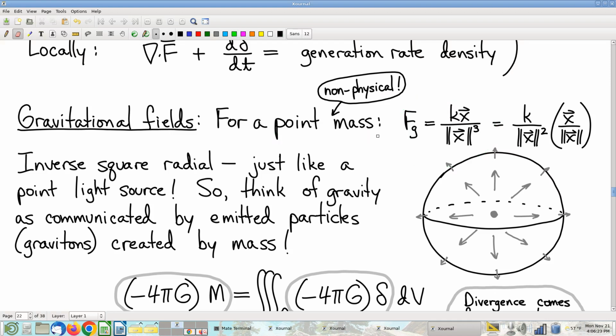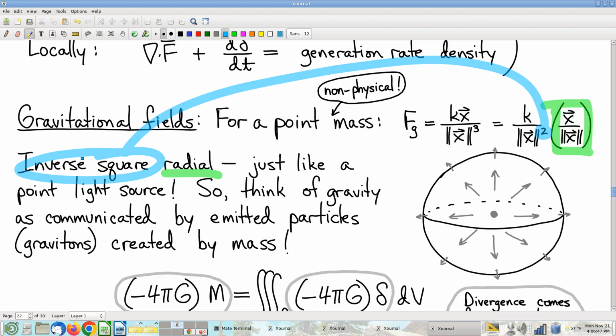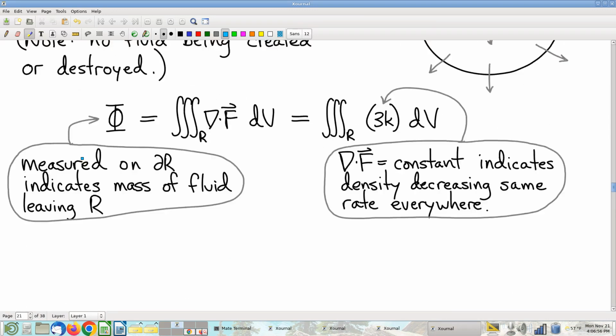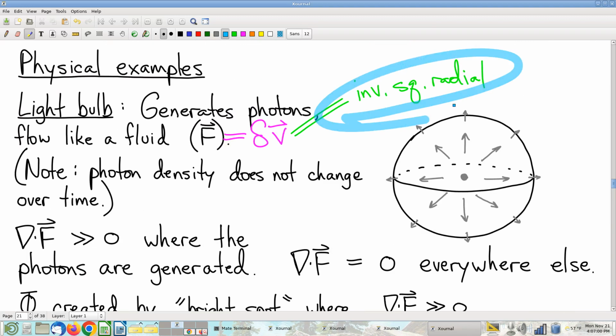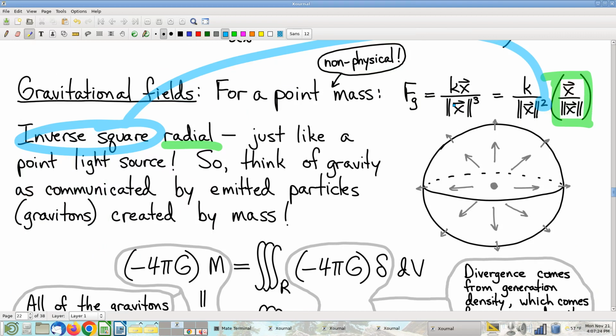And I'll remind you that you can rewrite that like this, which means that it's radial because it points directly out from the center, and furthermore, it is inverse square. Right? So this too is inverse square radial. Gravity is inverse square radial, just like the fluid flow of photons coming out of a light bulb, also inverse square radial. And this is what I like to call an eyebrow raiser. Right? What are the odds? How about that? That's weird. The flow of light out of a light source and the gravity created by a point look exactly the same mathematically.